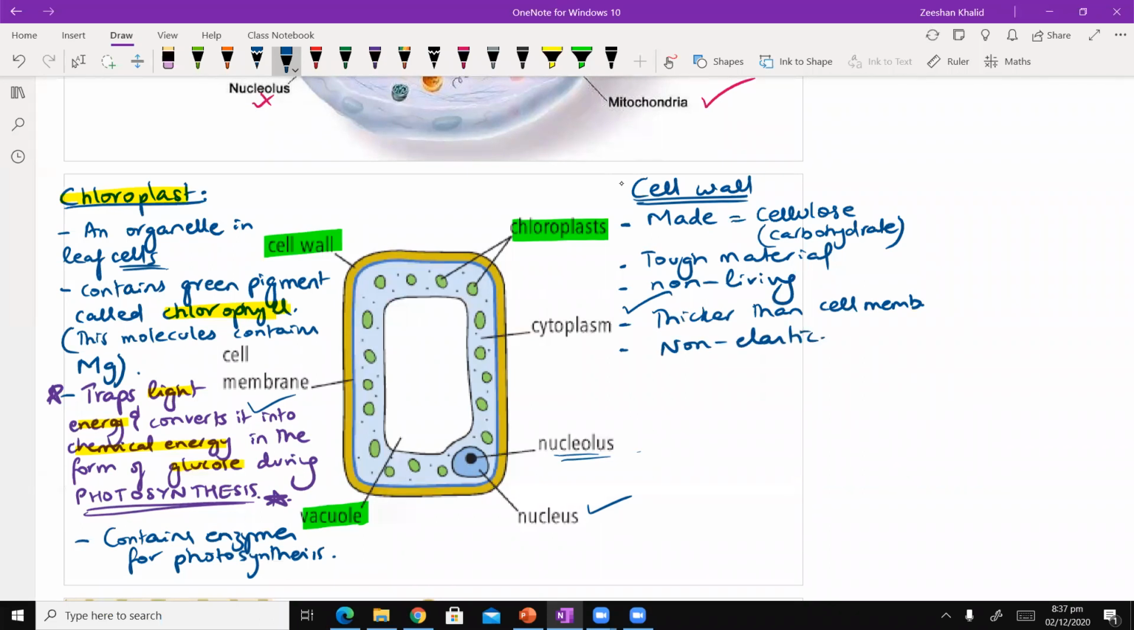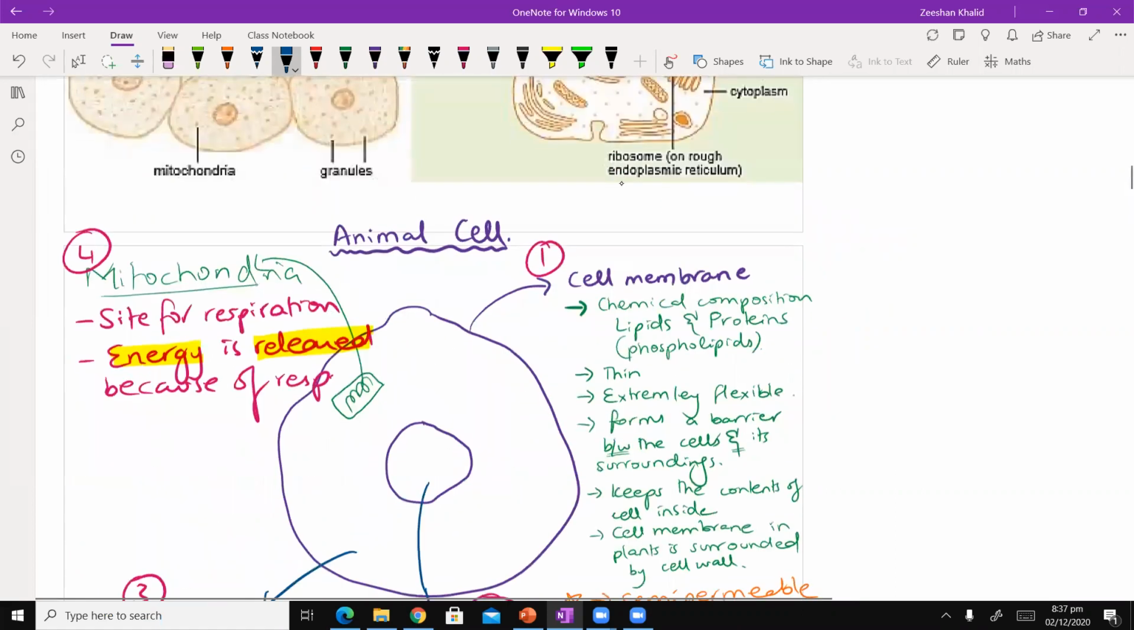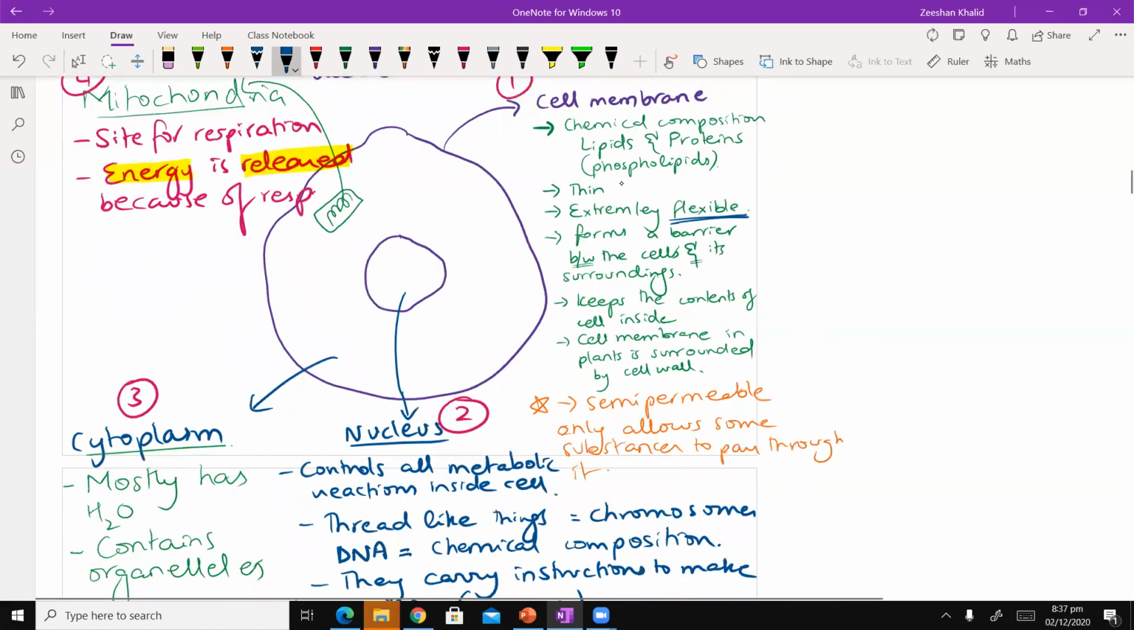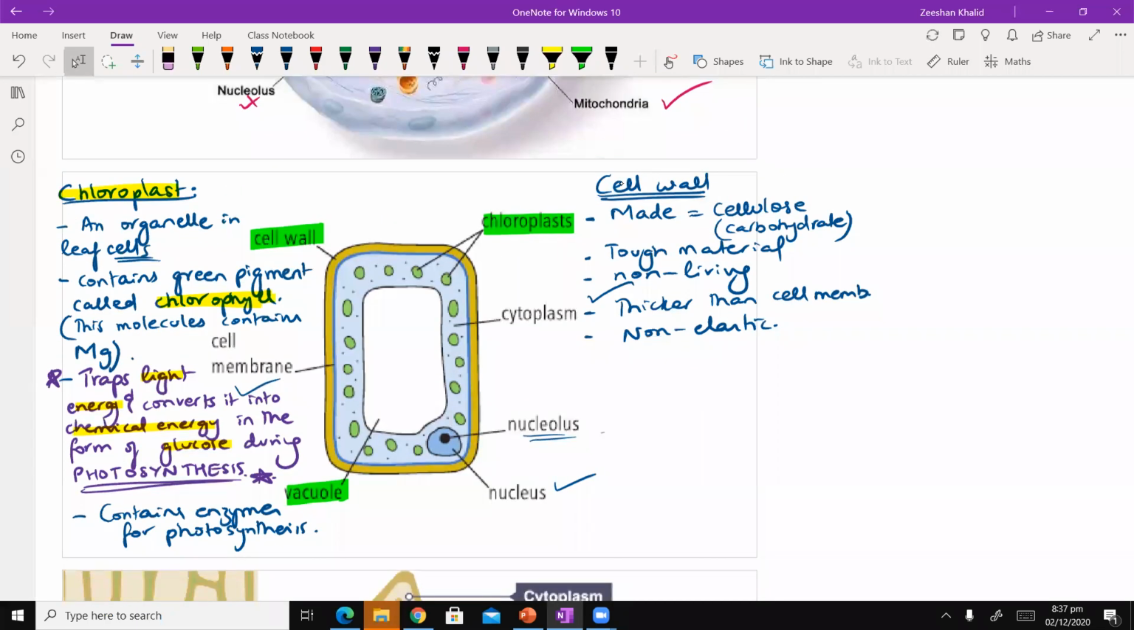Remember, we talked about the cell membrane on the top. We said for the cell membrane that it is extremely flexible, but clearly the cell wall is not elastic. Okay, and then very important, I'm changing the color of my ink just to reiterate the importance of this point, and that is that by nature this is freely permeable. Very important point. Freely permeable.